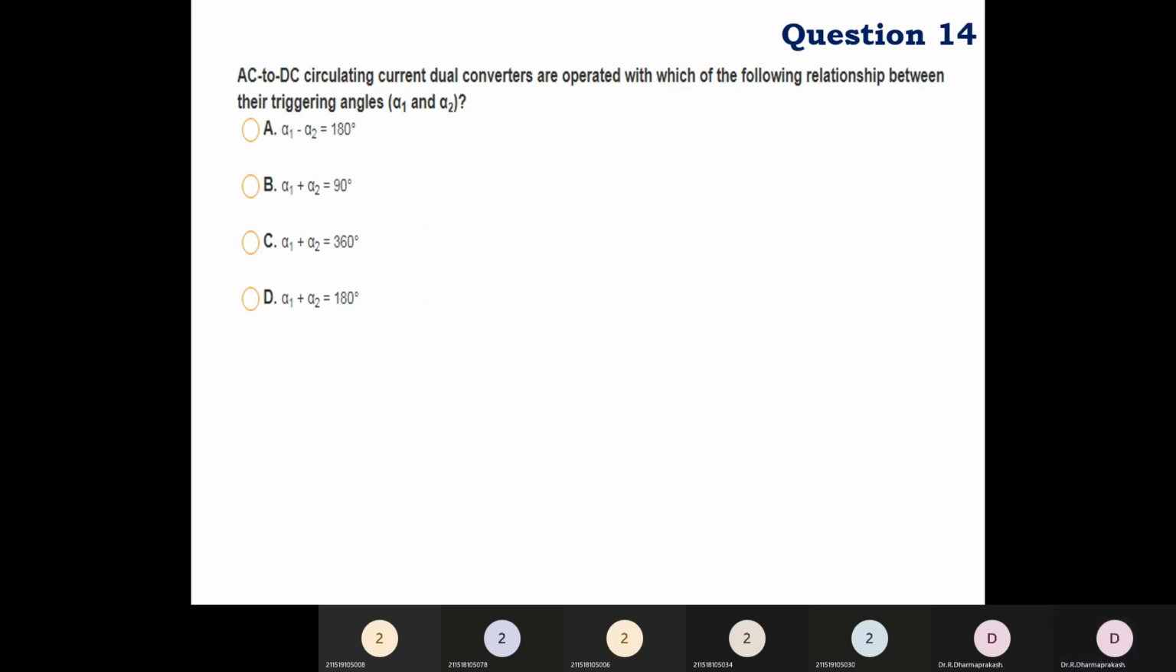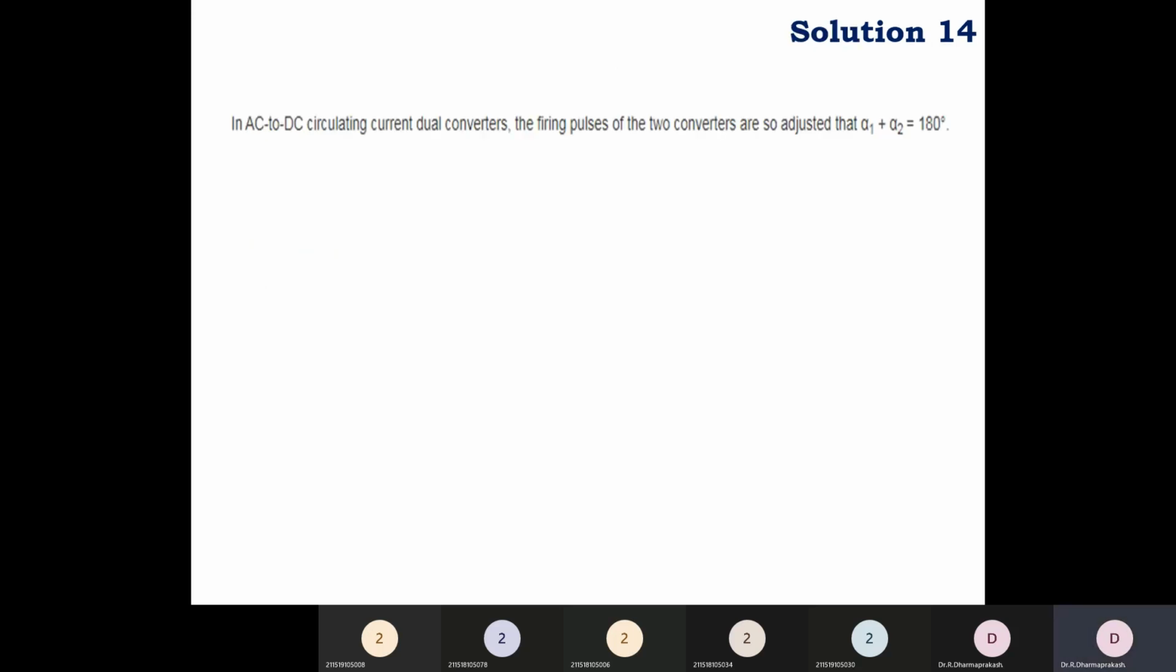Next question. AC to DC circulating current type converters are operated with which of the following relations between their triggering angles alpha 1 and alpha 2? So we know that it is alpha 1 plus alpha 2 is equal to 180. In the answer, D is the right one. In AC to DC circulating current converters, the firing pulses of the converter are adjusted so that alpha 1 plus alpha 2 is equal to 180 degrees.